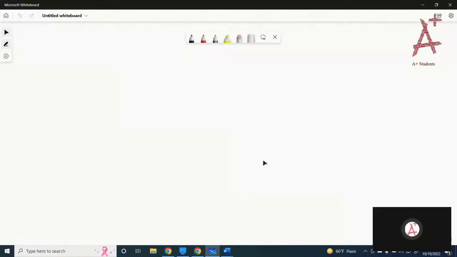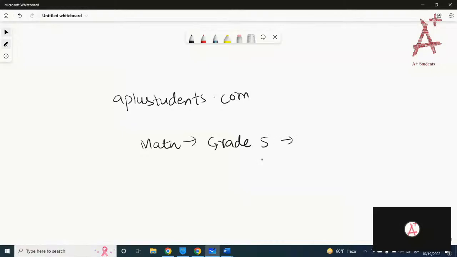So, you can find all the lessons on aplusstudents.com. You have to log in there using your email address, and the password is provided by the administrator. Then you have to select math from the subject tab. Then you have to go to grade 5. Then click on view all lessons.